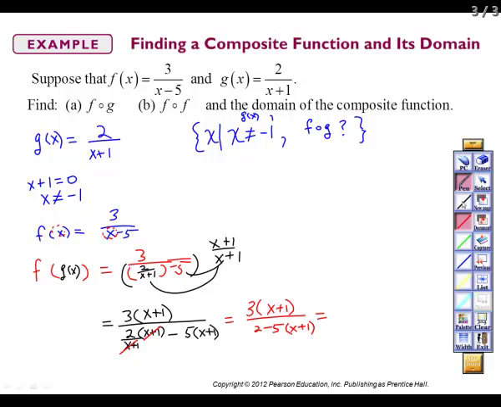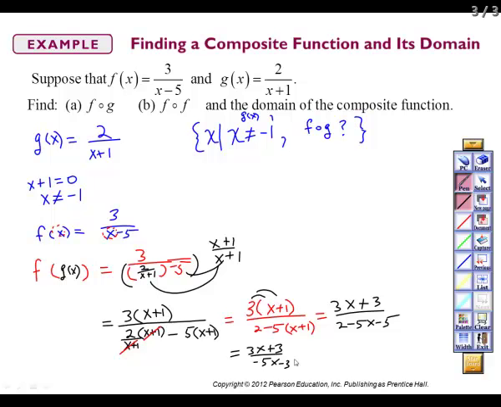Okay, and so we can distribute here at this point, right? So that'll be 3x plus 3 over 2 minus 5x minus 5, and so we get 3x plus 3 over a negative 5x minus 3.